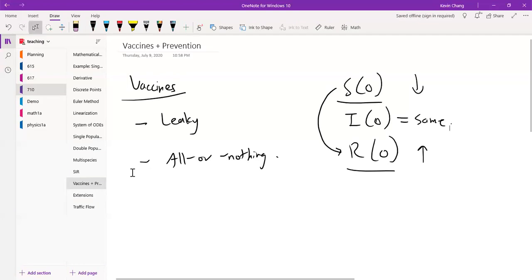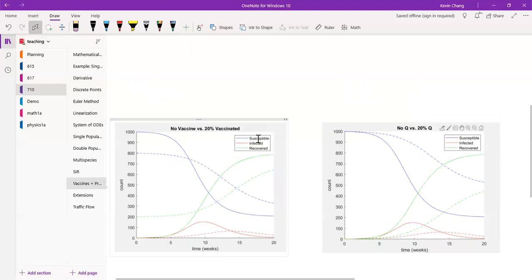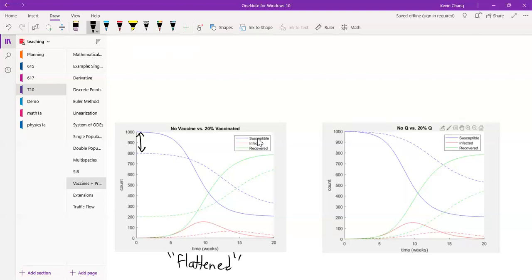So essentially, if we implement this into our model and we calculate the differential equations, we can see that this is what we get. We get an example where we have no vaccine versus 20% vaccinated. So let's say in this case, we vaccinated 20% of the population, as you can see right here. We drop susceptible by 200, and we increase recovered by 200. And what happens? Well, you can see that, first of all, the infected people, the peak has been significantly flattened. This is a term we use a lot when we talk about diseases, flattening the curve. What does that actually mean? It means we're flattening the infectious curve by decreasing the total number of people who have been infected.